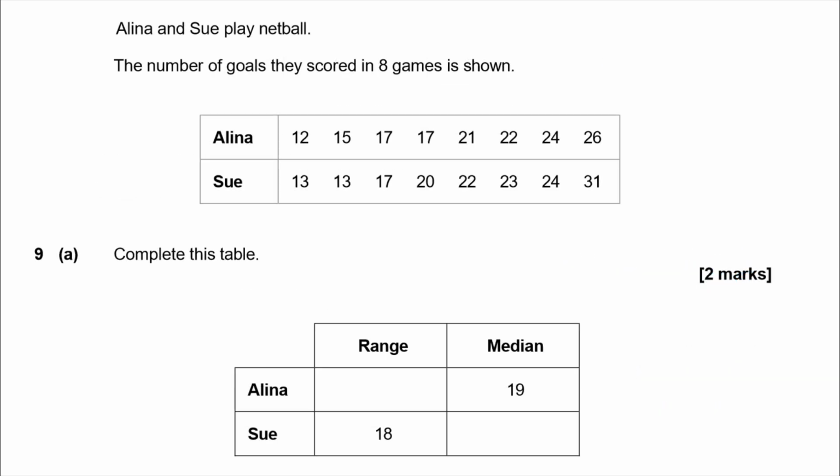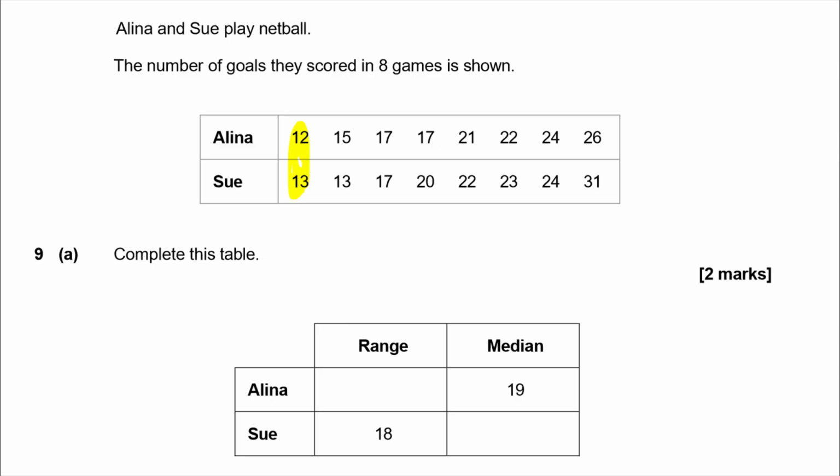Question 9. Alina and Sue play netball. The number of goals they scored in 8 games is shown. Okay, so you can see how many Alina scored and how many Sue scored. I guess each one of these columns is one game. So in this particular game, Alina scored 12 and Sue scored 13. I've got a table here that I need to complete.